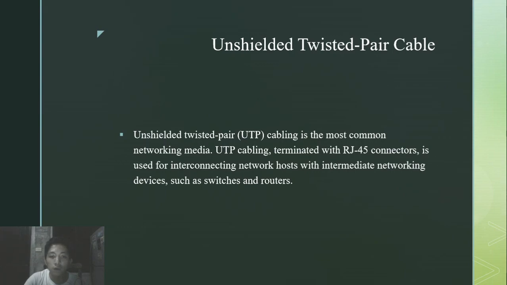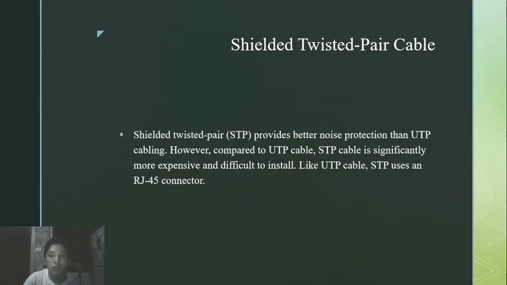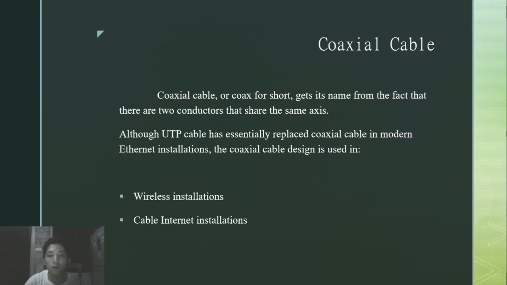The unshielded twisted pair cabling is the most common networking media. UTP cabling terminated with RJ45 connectors is used for interconnecting network hosts with intermediate network devices such as switches and routers. The shielded twisted pair cable provides better noise protection than UTP cabling. However, compared to UTP cable, STP cable is significantly more expensive and difficult to install. Like UTP cable, STP uses an RJ45 connector.